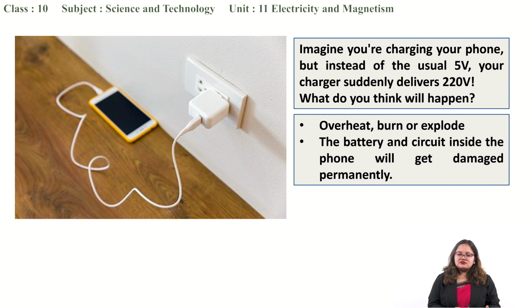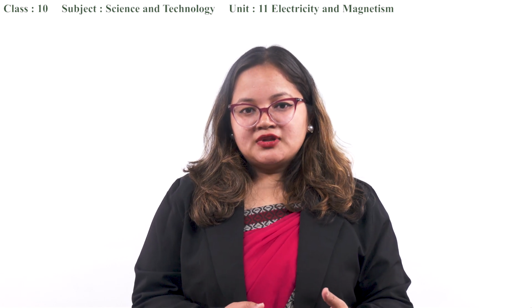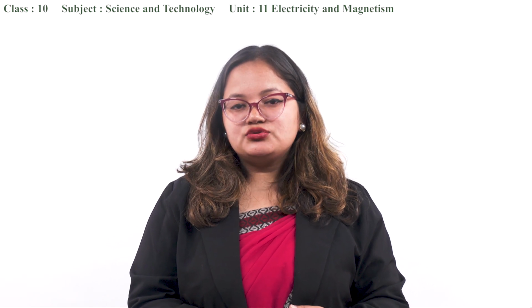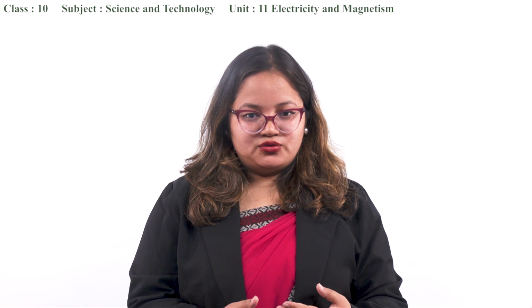Okay, so now let's recall our first class. When we were talking about alternating current, we said that in the case of Nepal, the frequency of AC is 50 Hz and 220 volt. So that is the supply that we are getting in our home.